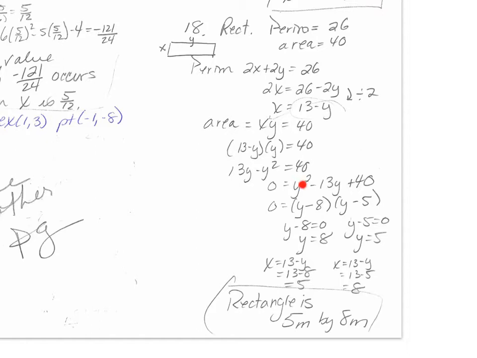Once you do that, you've got a factor to solve it and you get 2 values, an 8 and a 5. You substitute that back up into x, and you see that if you call it 8, you get the 5. If you call it 5, you get the 8. The rectangle is 5 meters by 8 meters. Don't forget those units on there.